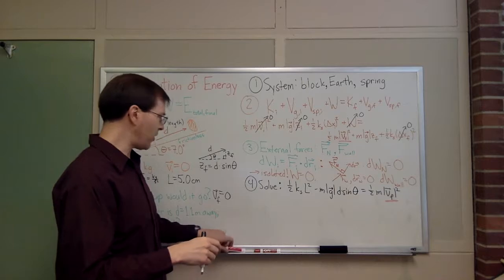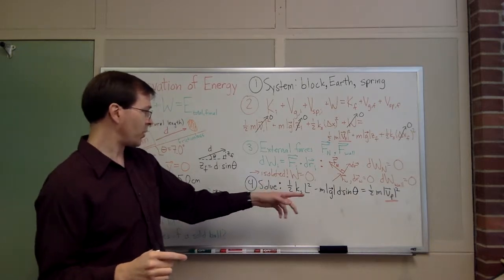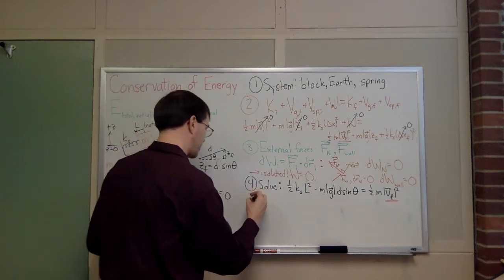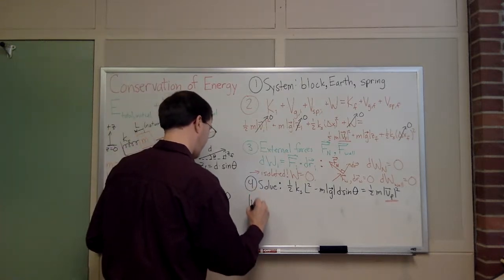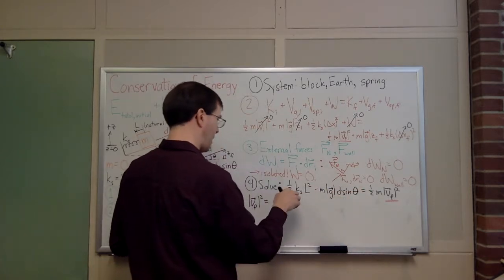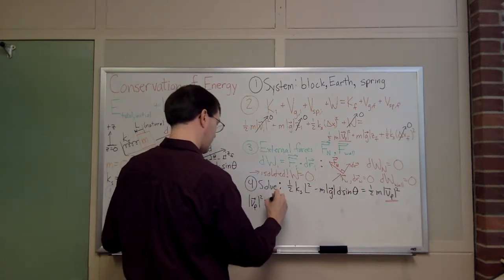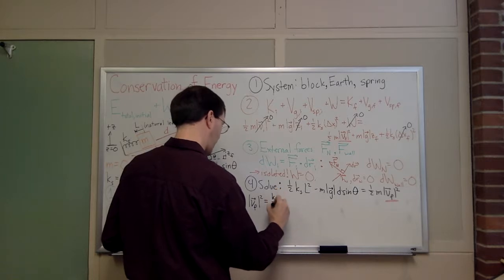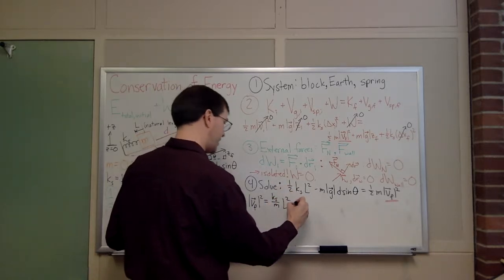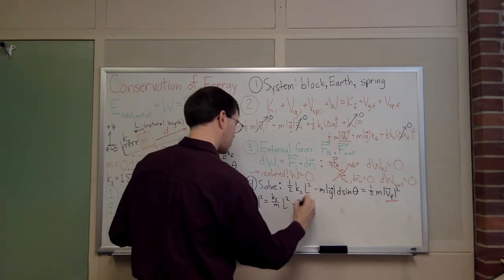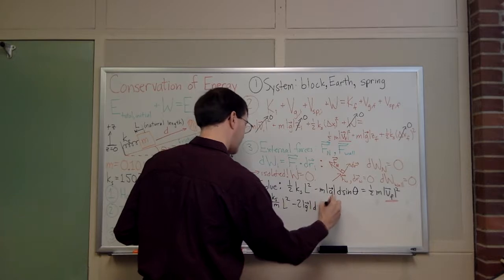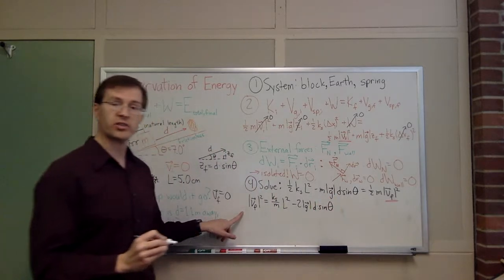So at this point, I could just do some algebra. I want to multiply by 2 and divide by m to get v final by itself. I'm going to put that on the left just so I have it. V final squared is going to be, multiplying by 2 divided by m everywhere, k spring over m times L squared, minus 2gd times the sine of theta. That's my v final squared.